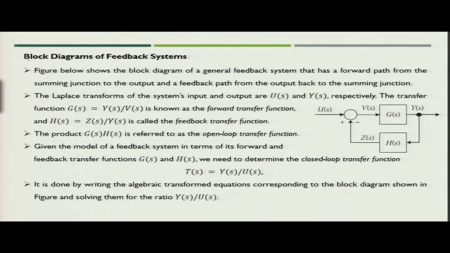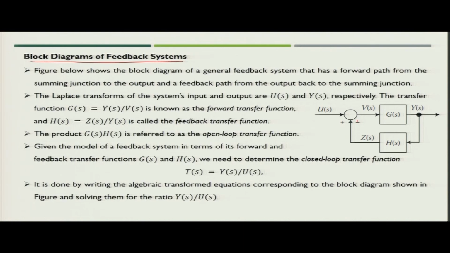Now, let us talk about the block diagram of the feedback system. So, this is basically a typical block diagram of the system having one feedback loop. So, U(s) is the input and Z(s) is the output of the feedback loop. So, V(s) you can simply see as U(s) minus Z(s), and this goes into the transfer function G(s), and you get the output as Y(s). So, in this case the system has one feedback loop also.